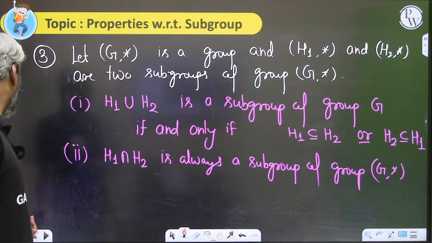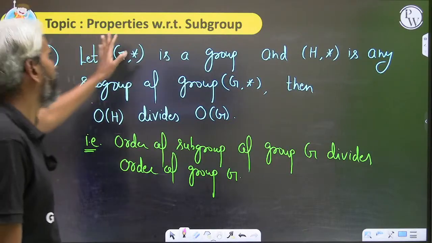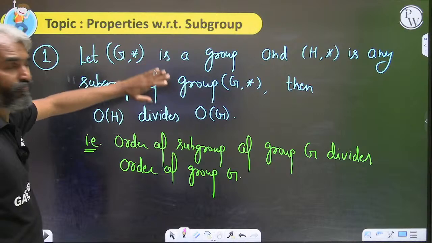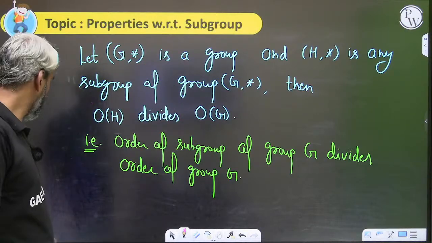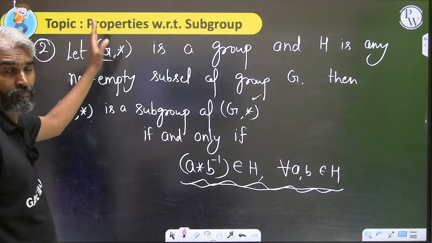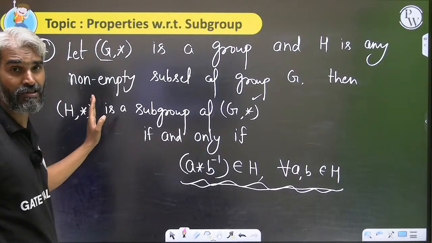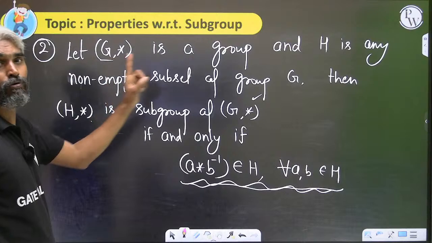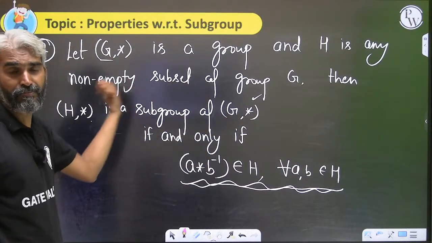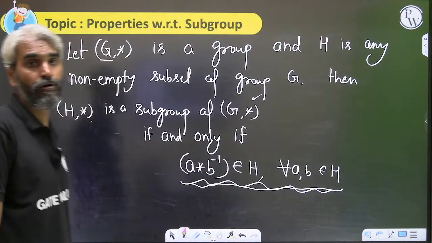So yeah, these are three important properties, but there may be some other properties with subgroup. The very first important property is that the order of a subgroup will divide the order of the group. If H is any non-empty subset of set G, then H with respect to binary operation asterisk will form a group if and only if for all A and B belonging to that subset H, A asterisk B inverse should also belong to set H.